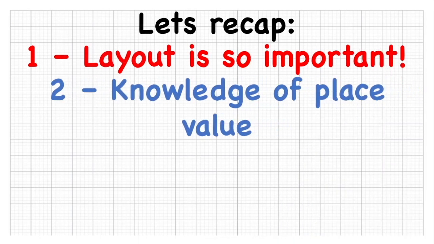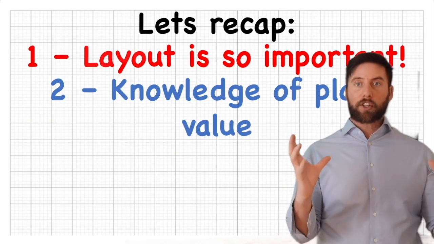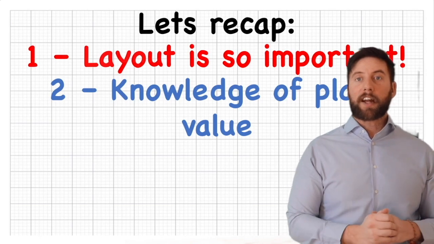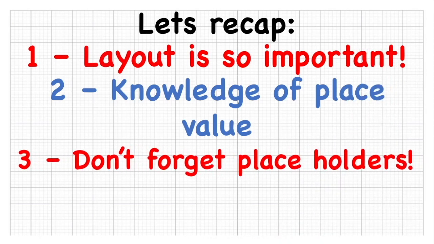The second thing to understand is knowledge of partitioning and knowledge of place value. Understanding that when we're timesing 32 by 25, we can break it down into those smaller chunks and understand what chunks we are actually multiplying at the time. Okay? Next thing to remember is our placeholders.